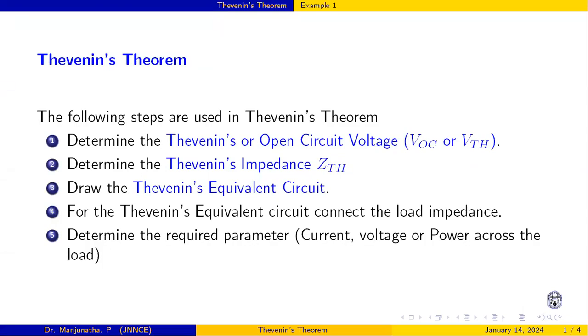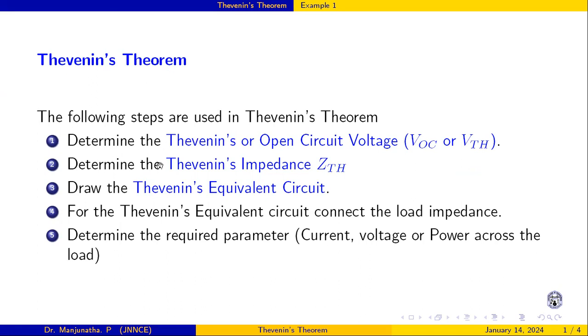In circuit theory, to determine the current, voltage, or power in any branch of a network, we use some theorems. Of these, the most important is Thevenin's theorem. Directly, I will go to how to use this theorem to determine the current or voltage. The following steps are used.